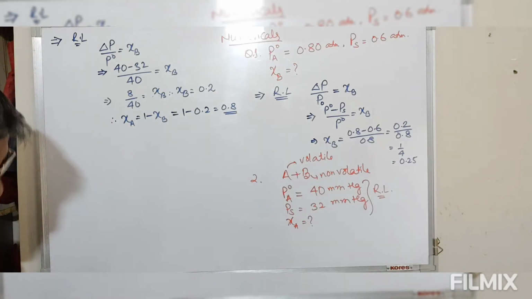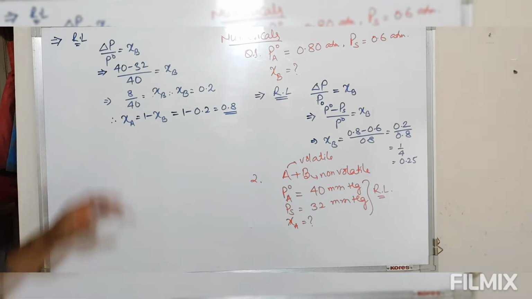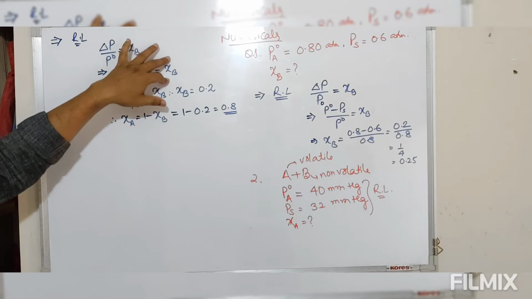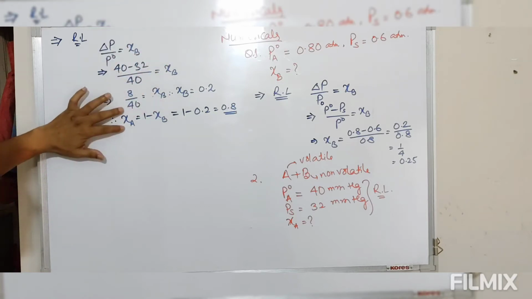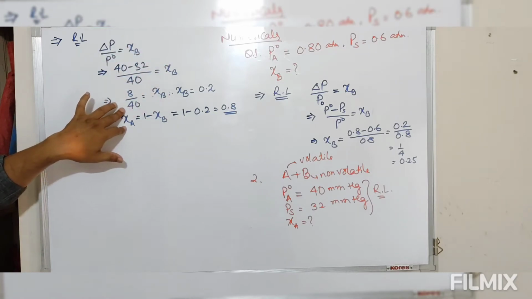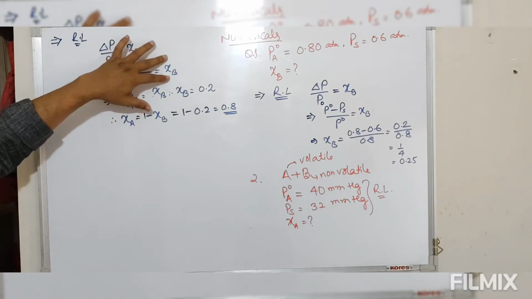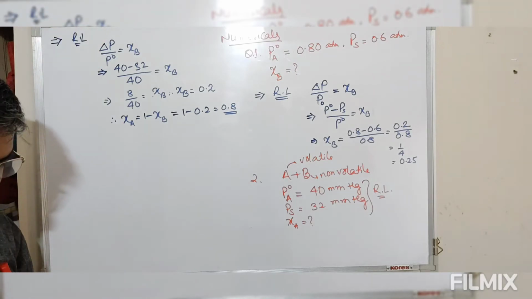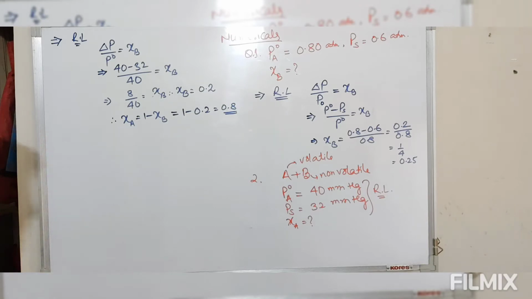Again we are finding the mole fraction using Raoult's law, but instead of finding the mole fraction of the non-volatile solute, we have been asked to find the mole fraction of the volatile component. First we define the mole fraction of B using the relative lowering of vapor pressure, Raoult's law. Then we find the mole fraction of the volatile component present in the solution. So this is the second question.